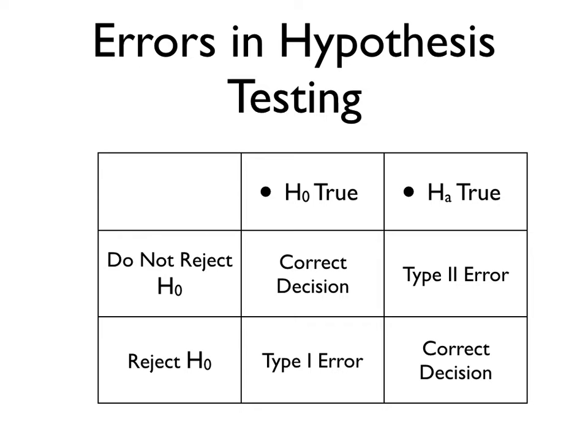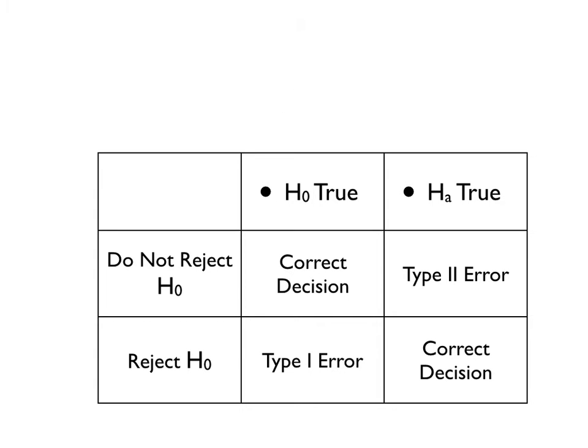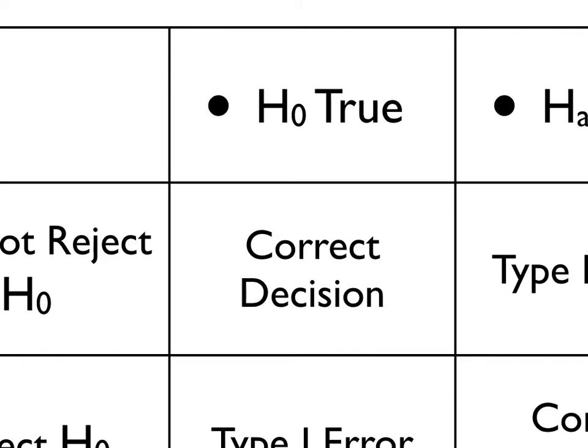It's kind of like guilty and not guilty. No one's ever found innocent, are they? They're found not guilty. They're either guilty or innocent, but they're found not guilty. They're not found innocent.